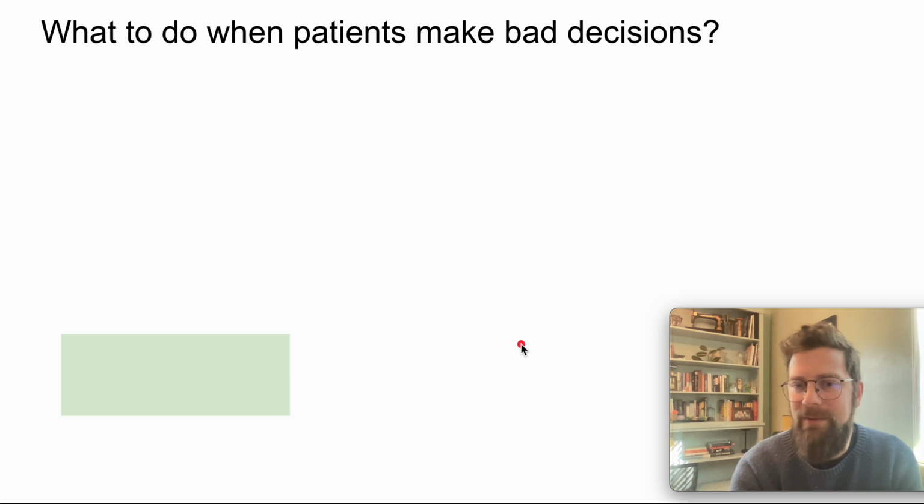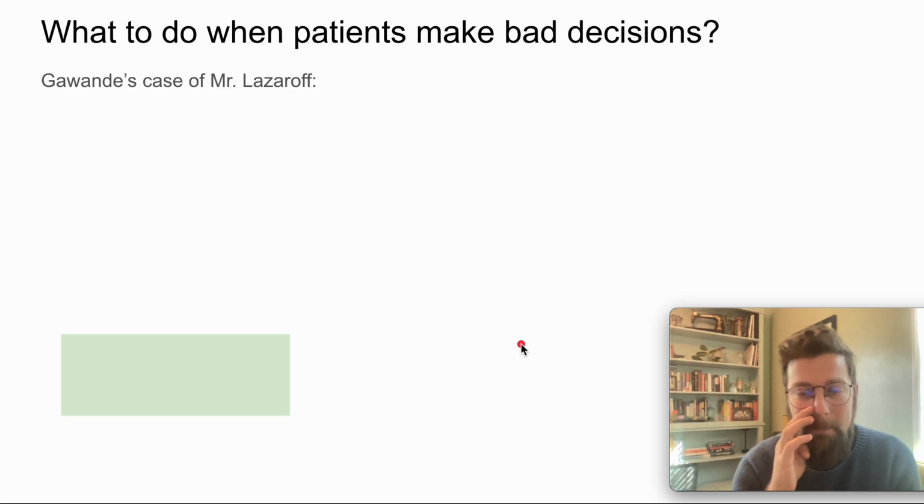So here's a big question. What do we do when patients make bad decisions? Now, maybe this comes back to Dax's case. What do we do when a patient is, say, refusing treatment even though it seems clear to the medical team that this patient could get benefit from the treatment? Well, let's start looking at some cases. Gawande gives us a case of a character that he calls Mr. Lazaroff. This seems to be a real case, but he is using, again, pseudonyms.